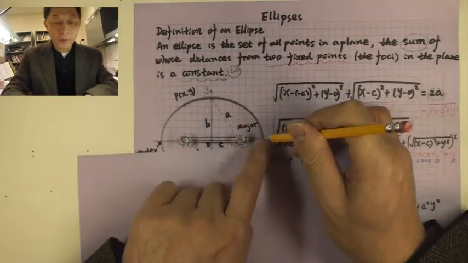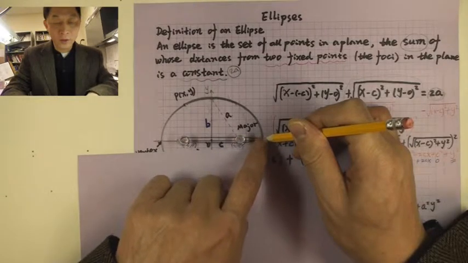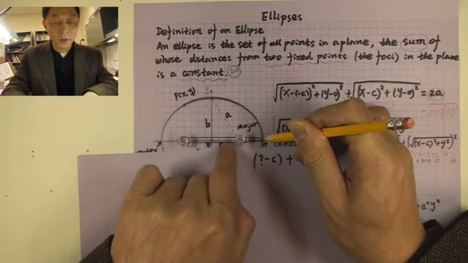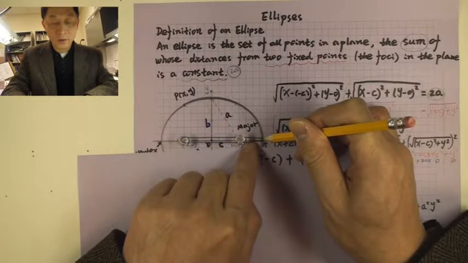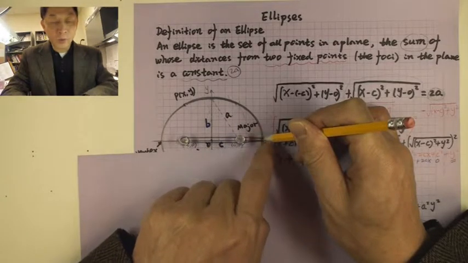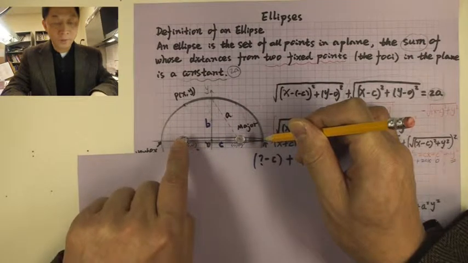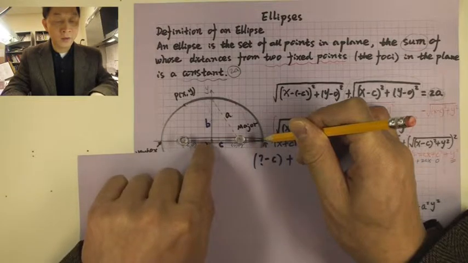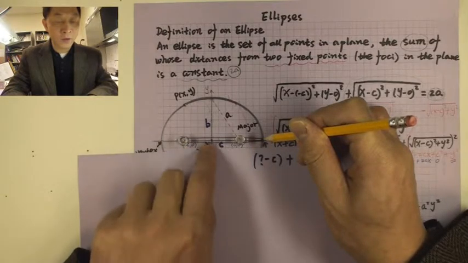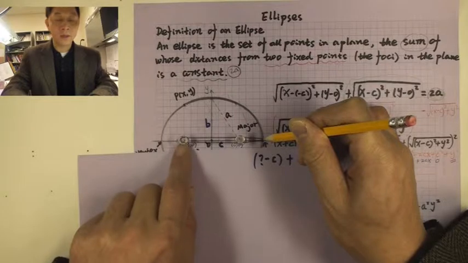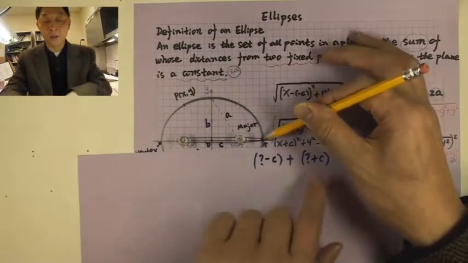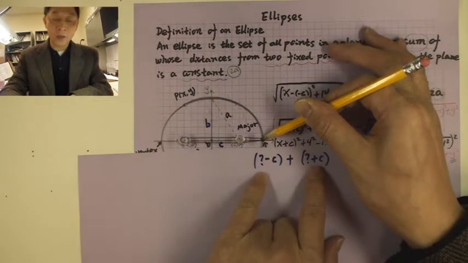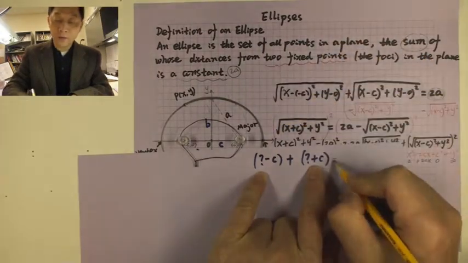So you see this pencil has a distance between this one and this one, which was question mark minus C, which is this part. There is a distance between the pencil and this focal point, which is question mark plus C. C is this part, from origin to here. So that's this part, question mark plus C. Those two added together should be equal to 2a.